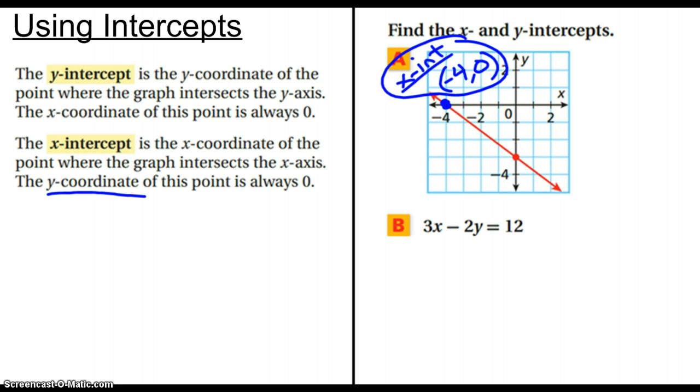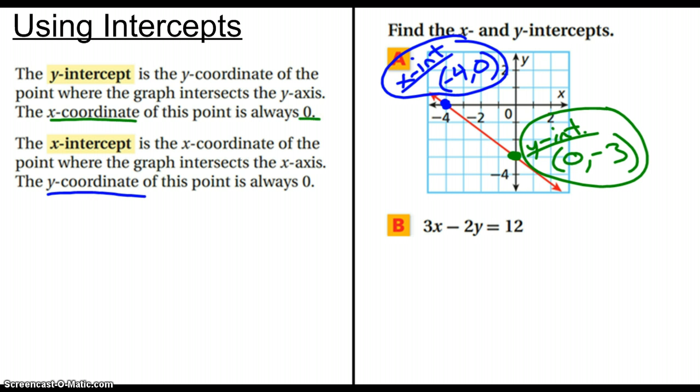Same for, or vice versa for the y-intercept. This is where my graph crosses the y-axis. So my y-intercept is going to be 0, -3. So there's my y-intercept. So the y-intercept happens when x is 0, okay? So they're very simple to find on a graph.